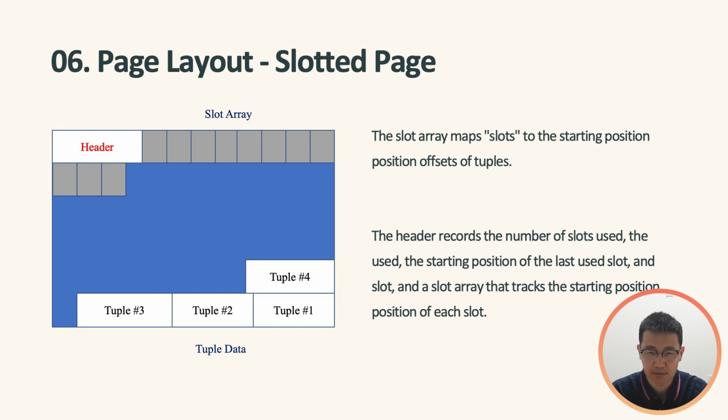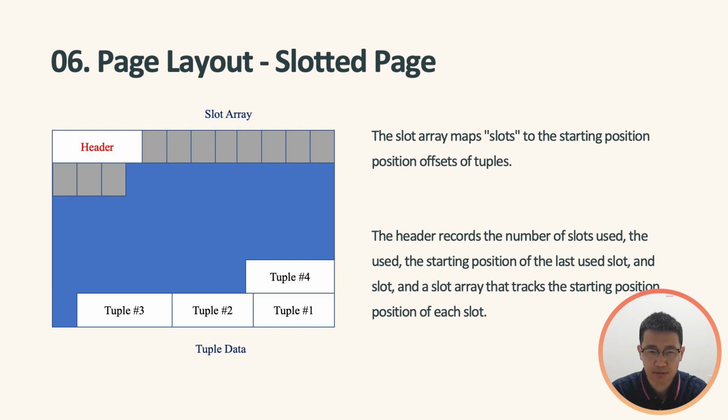It's a slot array. This slot array maps the starting offset of tuples. The page first has a header. In this header, it records the number of slots, the starting position of the last used slot, and a slot array that tracks the starting position of each slot. The slot array maps the starting offset of tuples. After mapping, what does it look like? The first slot array element 0 maps to tuple 1. The second slot array element 1 maps to tuple 2.